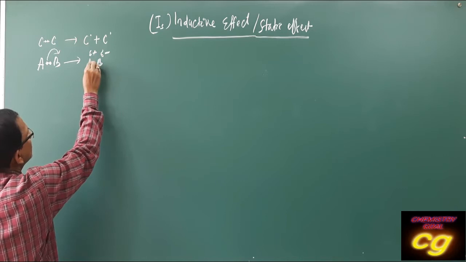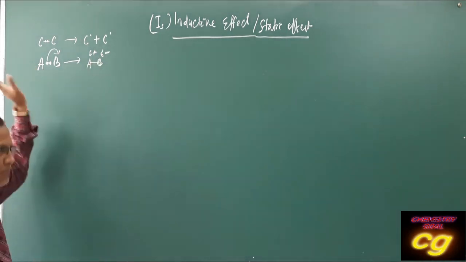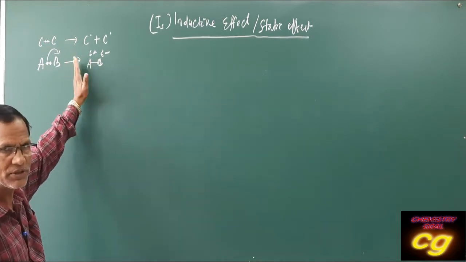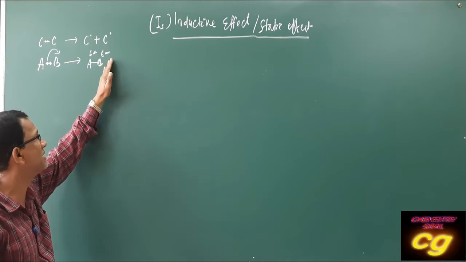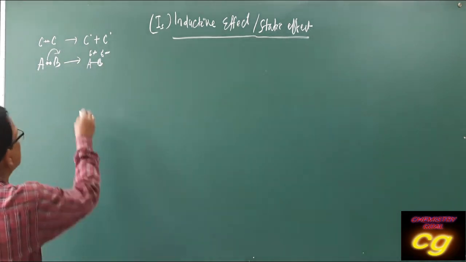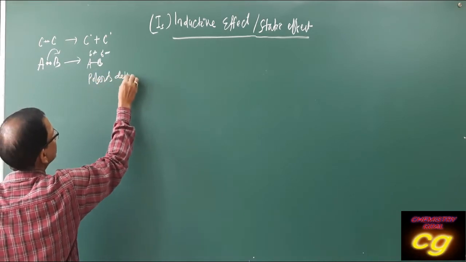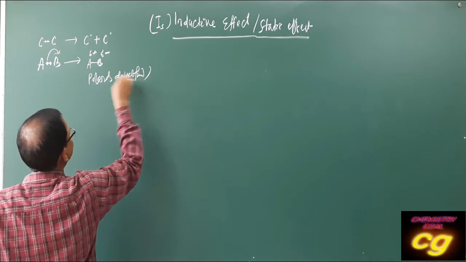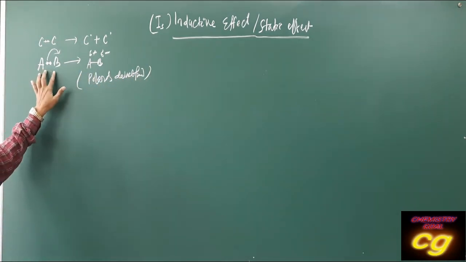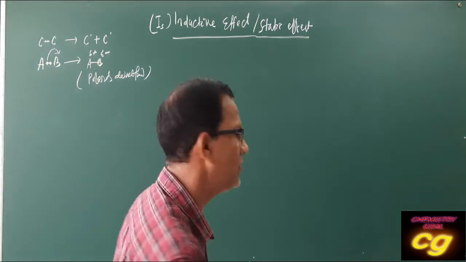But the bond remains between the two atoms, the electron remains between the two atoms, but one atom gets partially positive and the other atom gets partially negative. That is the polarity of the covalent bond. That means polarity is developed. And this shifting of the bonded electron from the low electronegative atom to the high electronegative atom is called the inductive effect.